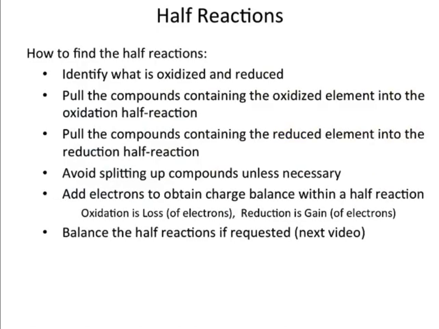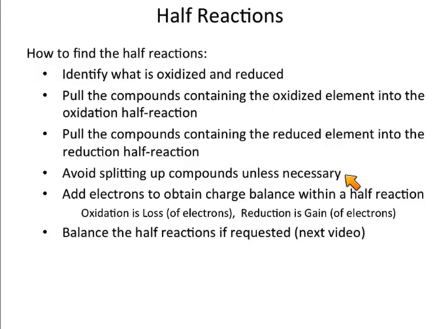So starting from this example and going a little farther, how do you identify half reactions? Well, first is find the oxidation states for everything, and then use that to figure out what's oxidized or reduced. Then you take any compounds containing the oxidized element and throw them into the oxidation half reaction. Then you take compounds containing the reduced element and throw those into the reduction half reaction. And if possible, avoid splitting up compounds.